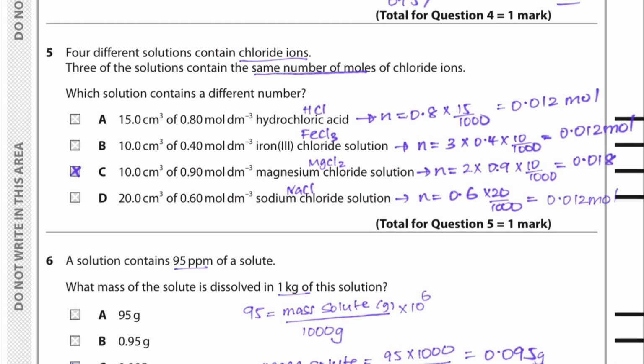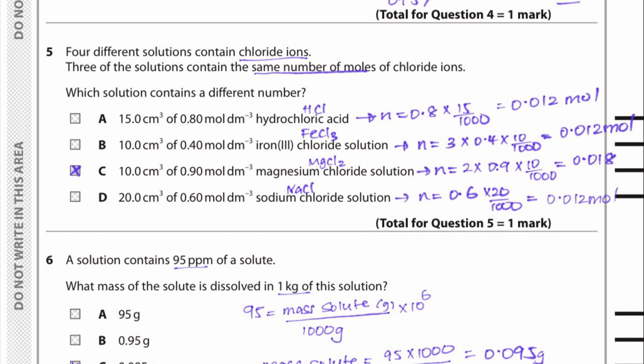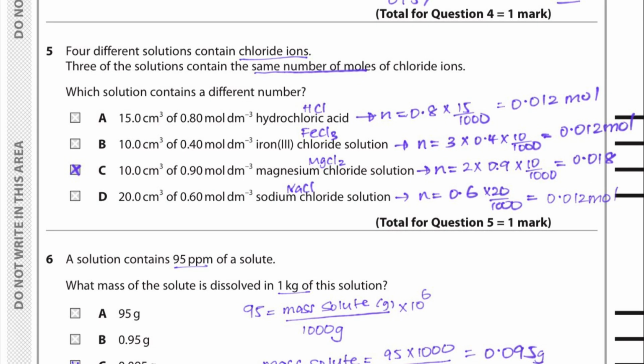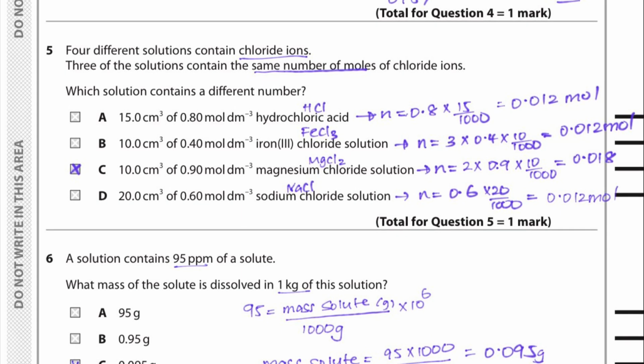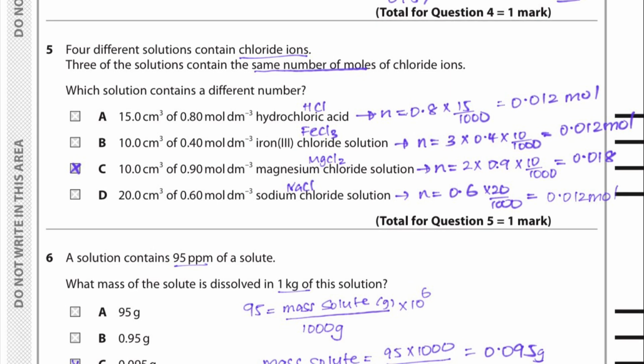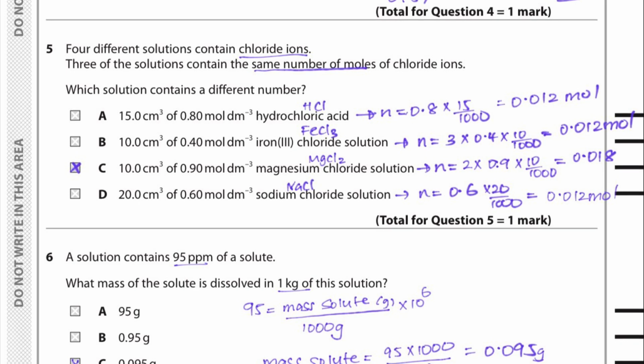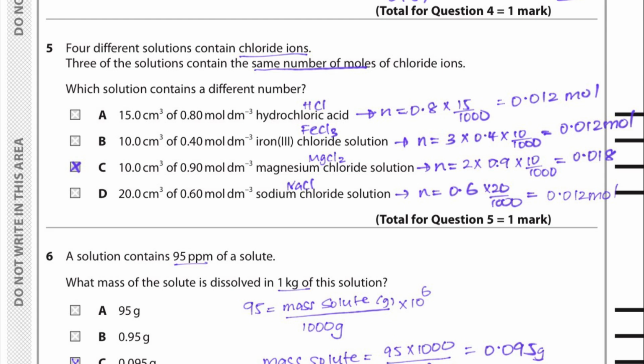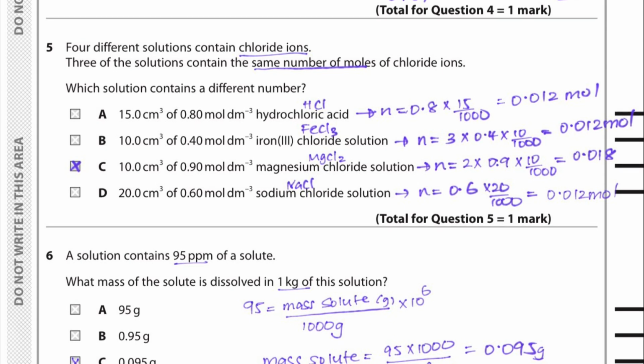Question 5. 4 different solutions contain chloride ions. 3 of the solutions contain the same number of moles of chloride ions. Which solution contains a different number? First, let's find the moles for each solution carefully. For A, 0.80 times 15 divided by 1000 equals 0.012 moles. For B, there are 3 chloride ions. So 3 times 0.40 times 10 divided by 1000 gives 0.012 moles.